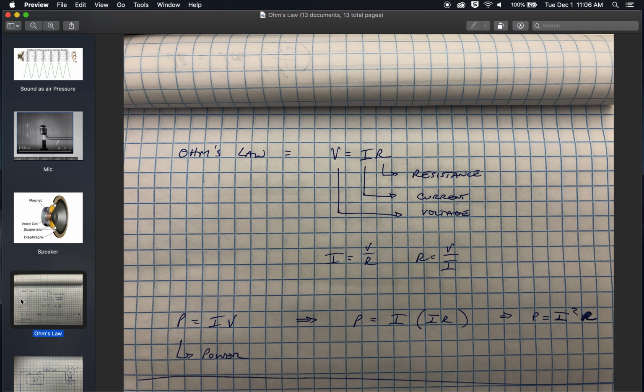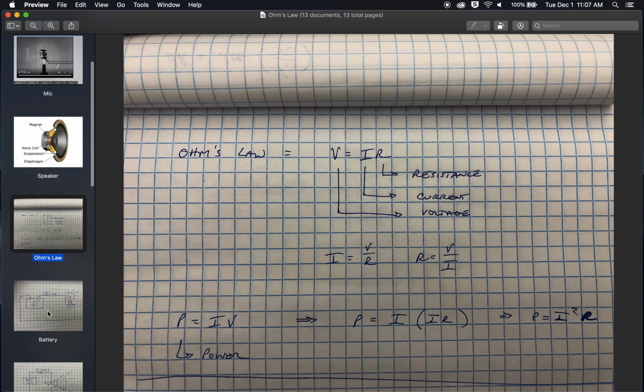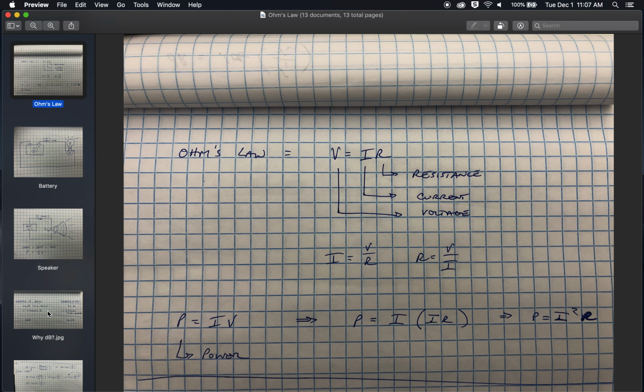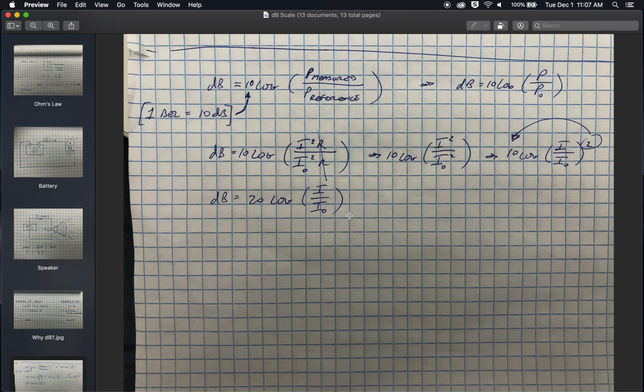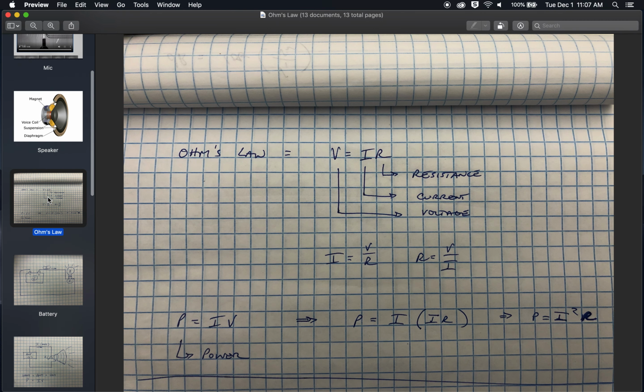And getting a little ahead of myself here, but that's why when we talk about decibels, we can either think of it as a ratio of the power or a ratio of the intensity, because they're both voltage dependent. But it's getting a little ahead.